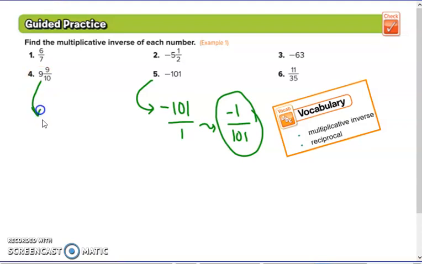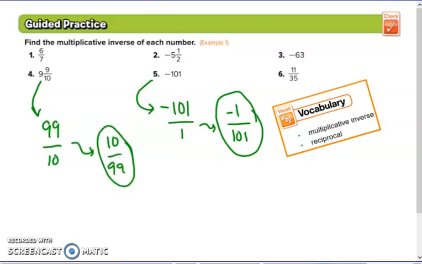Okay, let's look at this one. So that's pretty nice. You just take 9 times 10, which is 90, plus 9 more, so that's 99 tenths. And don't think you're done there. You still have to flip it, so it's 10 over 99. Okay, make sure it makes sense that you did flip it so that you've got a different denominator than what you started out with.